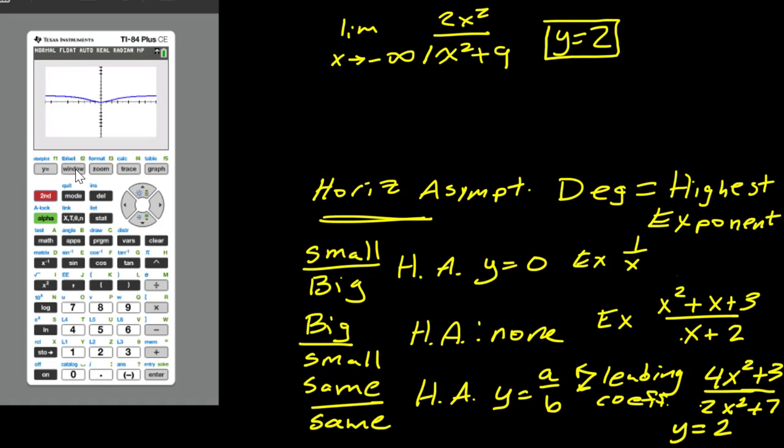If I go to second window, I can change where my table starts and how much it goes up by. Let's go to our table. We want to go to negative infinity. I can't type in negative infinity, so I just type in negative 1 with a lot of zeros behind it. Then when I go to second graph and look at my table, I can see that it's getting pretty close to 2. So that is my horizontal asymptote.